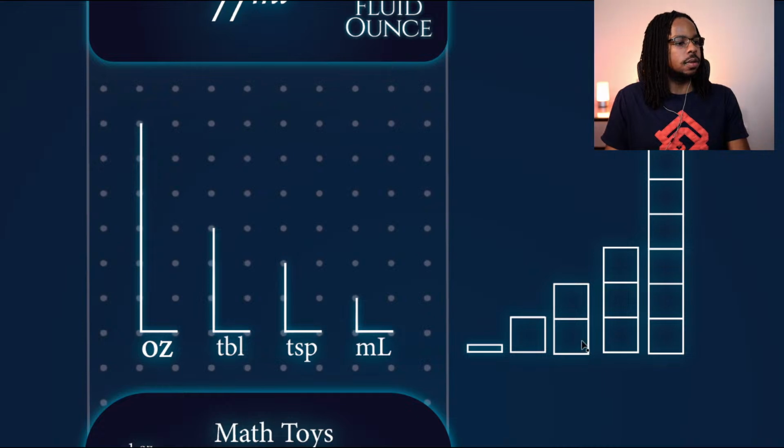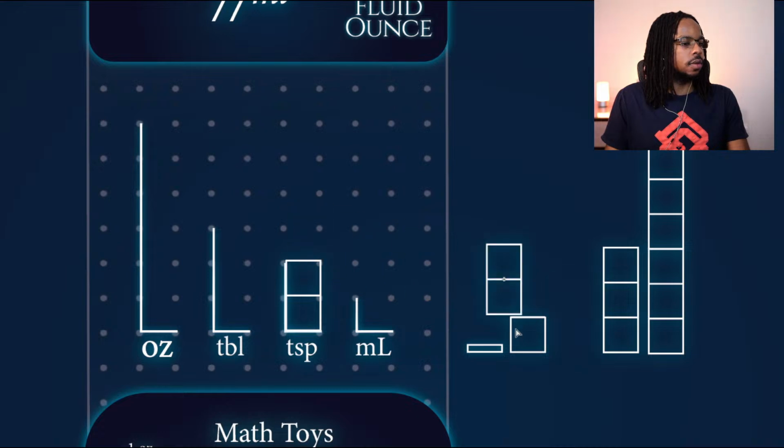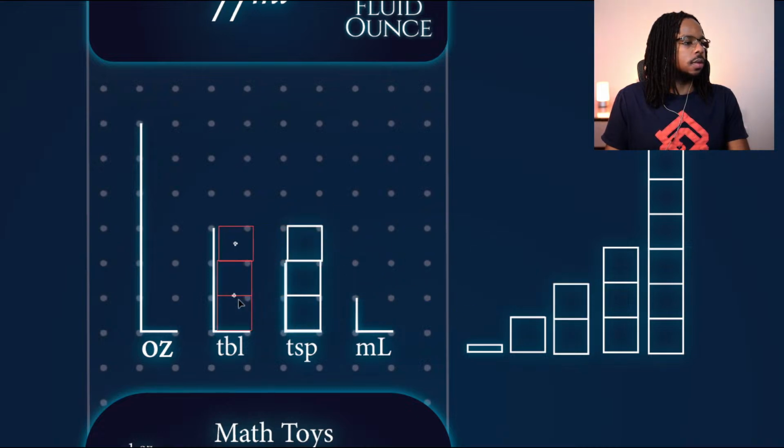2 teaspoons. We add the 2 little teaspoons right here into the teaspoon column. Boom. All right, plus 2 teaspoons. So what we'll do is add an additional teaspoon. That now goes into the tablespoons column, of these 3 teaspoons, and then we add 1 teaspoon into the teaspoon column. Boom.